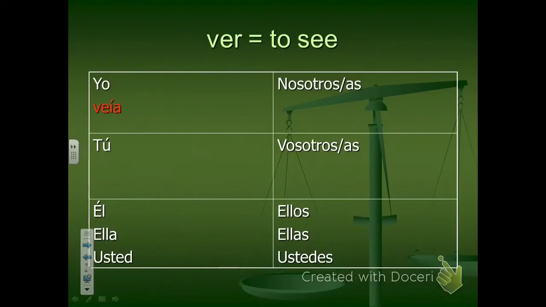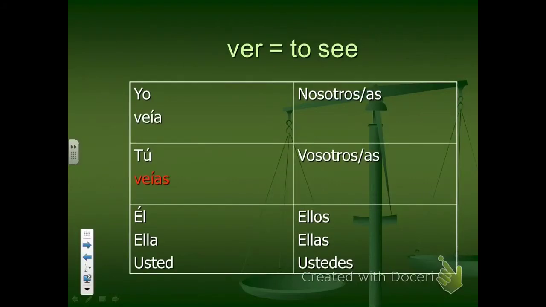So the tú form is going to be what? Veías. Él, ella, usted? Veía. Good. Nosotros? What do you think? Veíamos. Good. And I'll show you the vosotros. And then third person plural, veían. You kind of got to work your jaw around all those vowels.